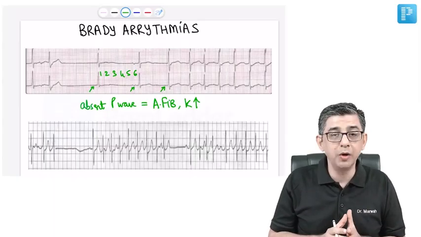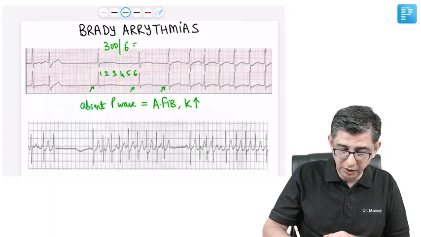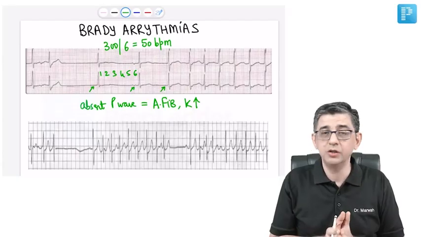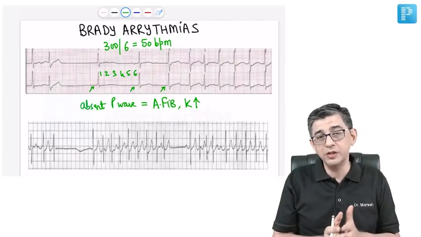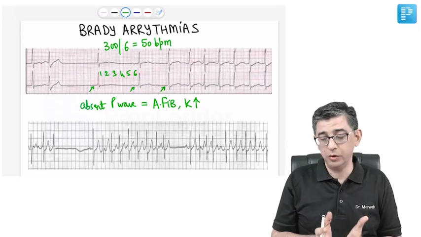Now, what's the problem in this patient? The problem in this patient is that the heart rate of this chap is hardly close to 50, which means the SA node would not be functioning properly. SA node should be firing at a rate of 60 to 100. Here, SA node is not the boss of the heart. It is not able to fire.